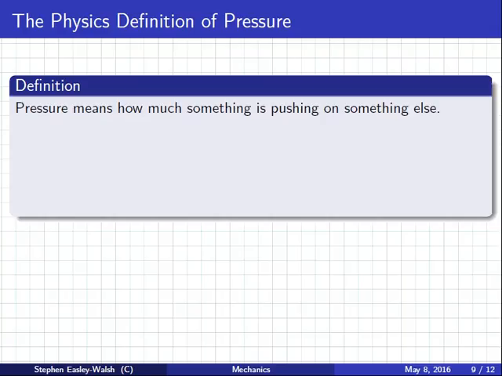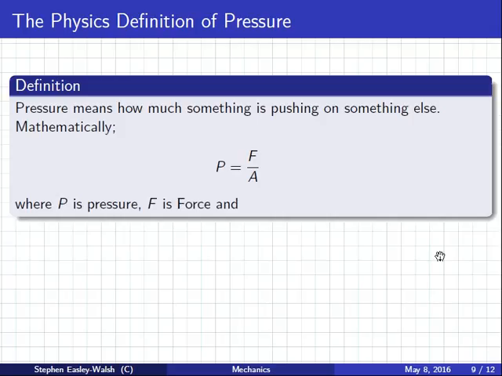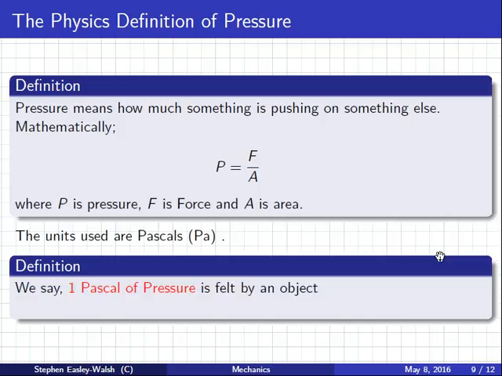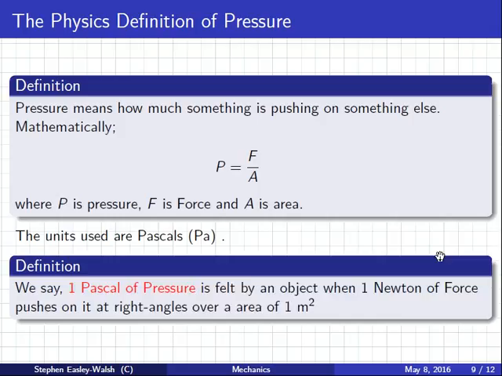So this gives us the need to define something new called pressure, which is just how much something is pushing on something else. More technically, pressure is defined as force over area. So what is the unit for pressure? Here it's newtons per meter squared, which we call a pascal. The units are pascals, where we say 1 pascal is 1 newton per meter squared.